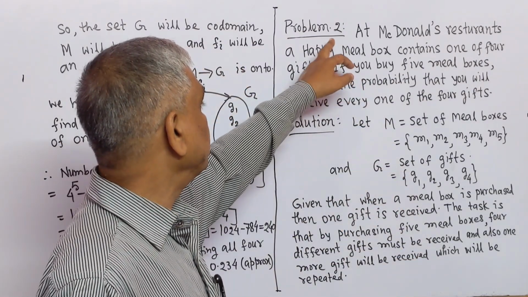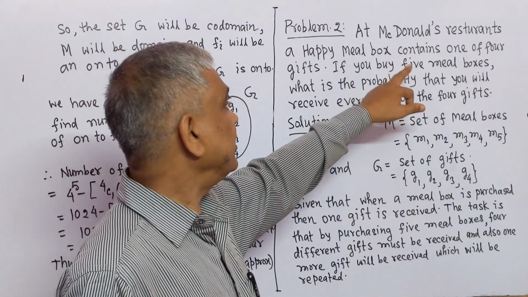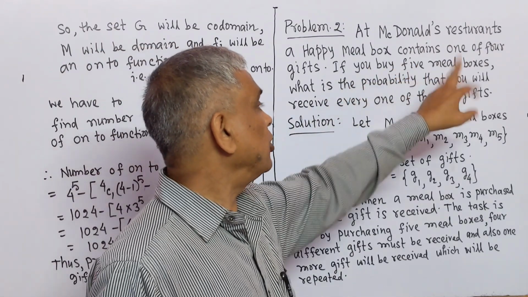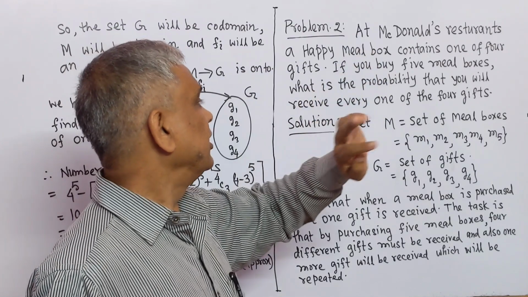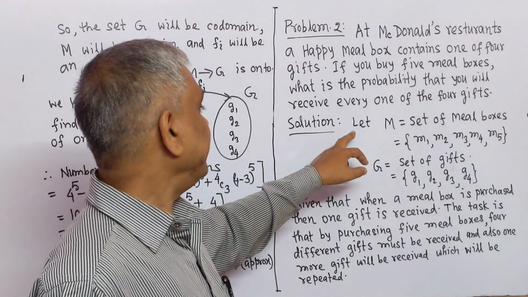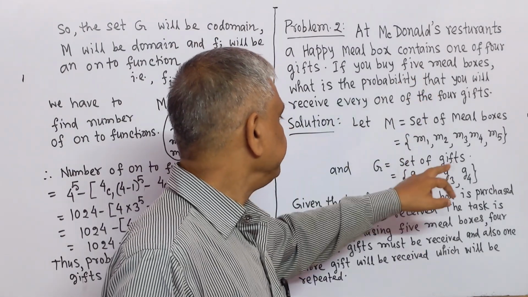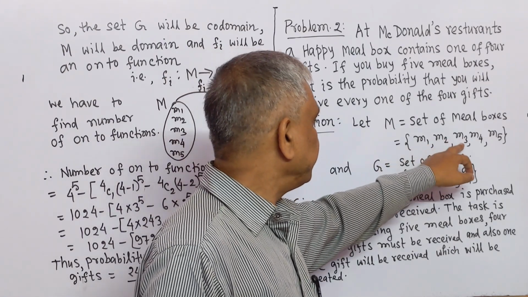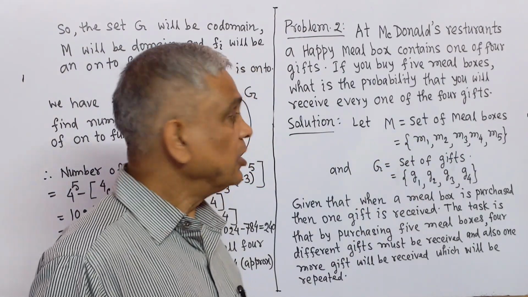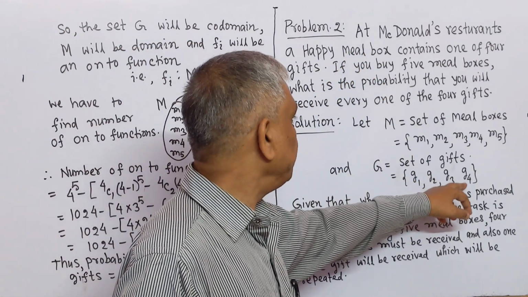Now we solve problem number 2. At McDonald's restaurants, a Happy Meal box contains one of 4 gifts. If you buy 5 meal boxes, what is the probability that you will receive every one of the 4 gifts? Now we solve this. Let M be the set of meal boxes. The number of meal boxes is 5. They are M1, M2, M3, M4, M5. Let G be the set of gifts. Different gifts are G1, G2, G3, G4, 4 gifts.